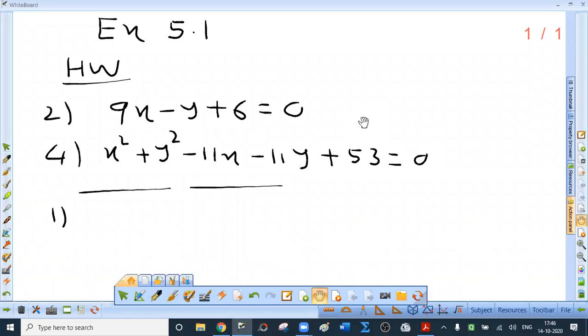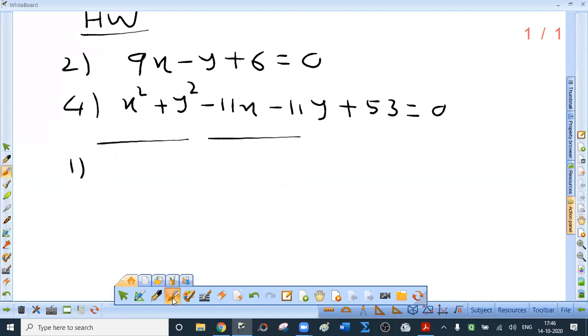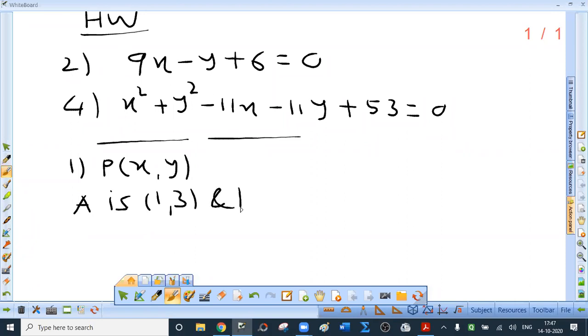So write the solution. Let P(x, y) be any point on the locus. Right now, A is (1, 3) and B is (2, 1).